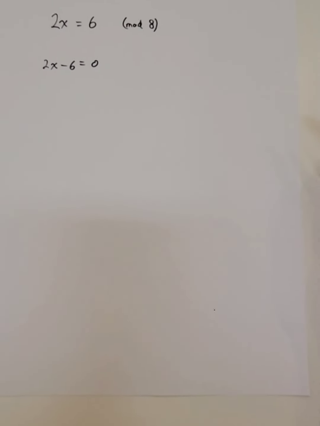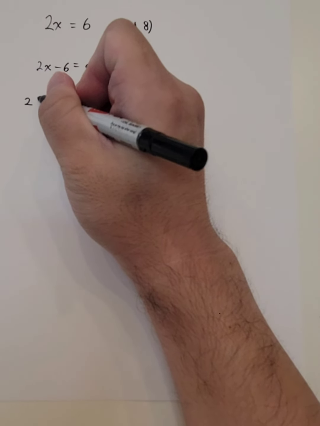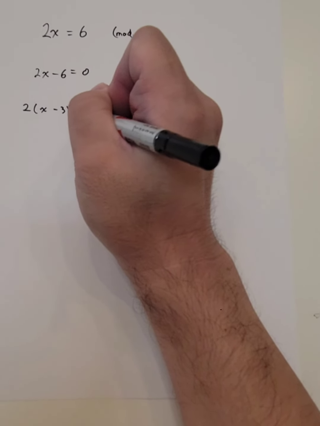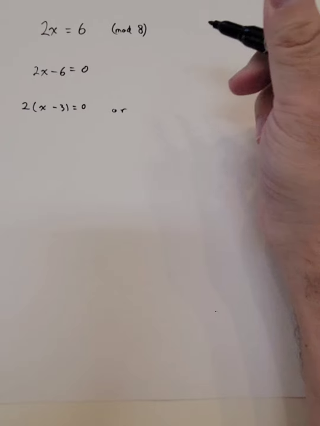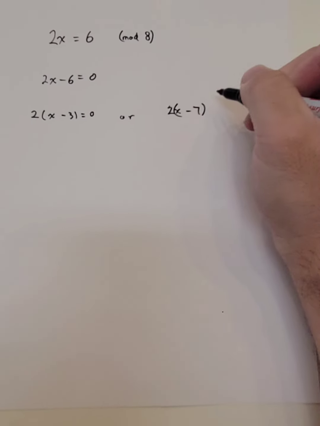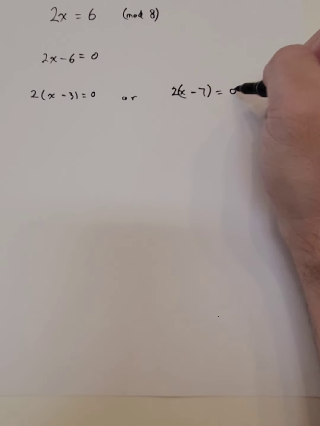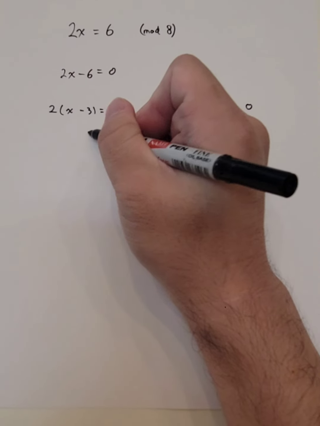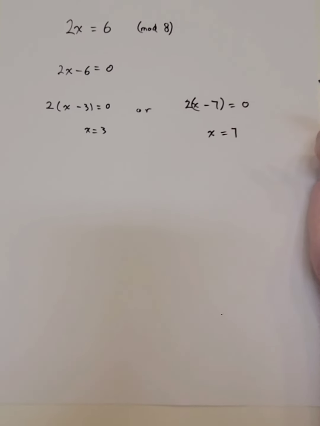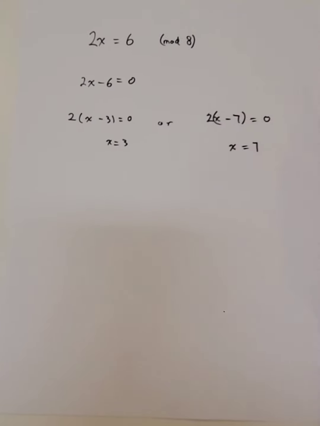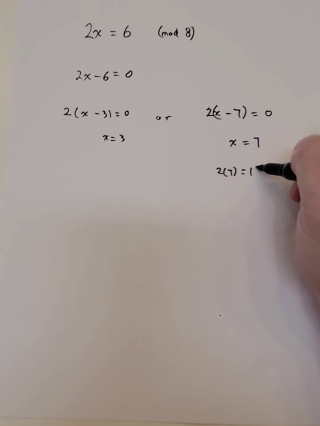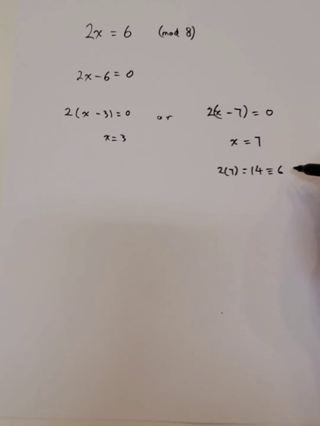But as we try to factor out a 2, we actually end up with two options. We can end up with either x minus 3 equals 0, or 2x minus 7 equals 0. Now, how do we get the 7 here? Well, if we finish our proof and check our answers, we can see that when we substitute 7 into the original equation, we get 2 times 7 is equal to 14, which is congruent to 6 in mod 8.